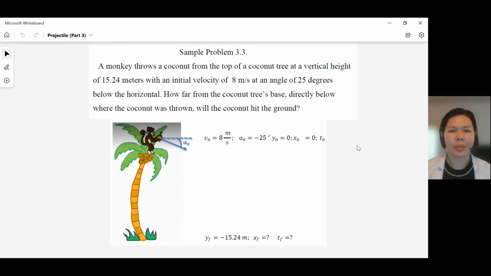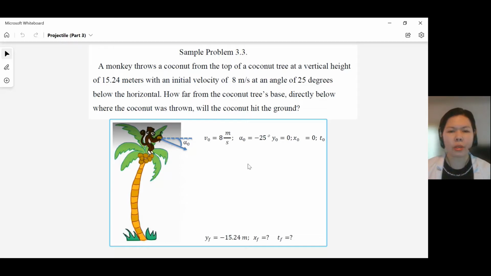Sample problem 3.3. A monkey throws a coconut from the top of a coconut tree at a vertical height of 15.24 meters with an initial velocity of 8 meters per second at an angle of 25 degrees below the horizontal. How far from the coconut tree's base, directly below where the coconut was thrown, will the coconut hit the ground?